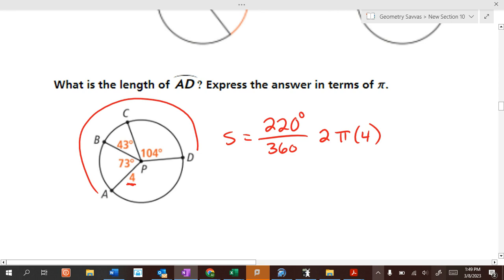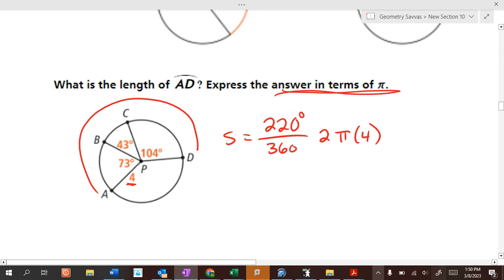Now, this is where you use your calculators. Okay? Take 220 divided by 360 and take it times 2 and times 4, but do not take it times pi because we want the answer in terms of pi. And you're going to get some wacky decimal, right? 4.8 repeating.